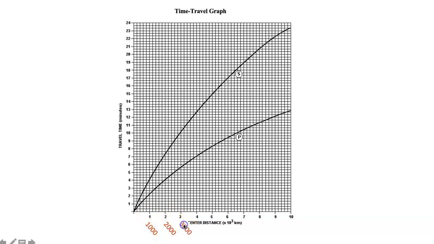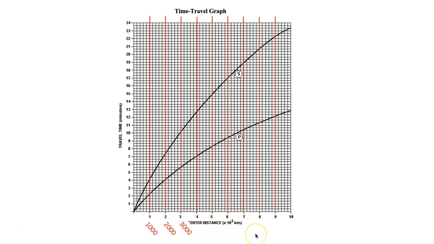2 means 2,000, 3 means 3,000, etc. And then on this side, we have the time for the waves to arrive. So remember, the P wave has this essentially velocity curve. And then the S wave is a bit slower. It's up here. And really what we know is the time between them, and we want to find out the distance.